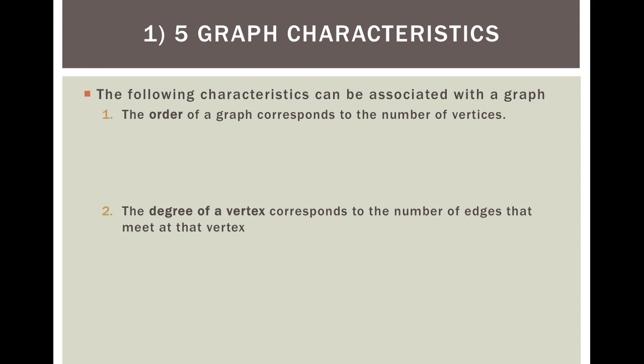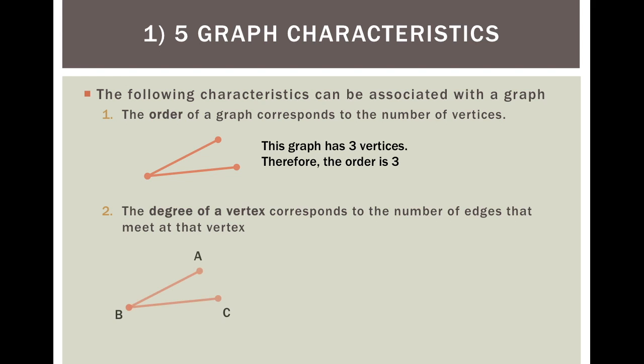So if we talk about the first one, the order of the graph corresponds to the number of vertices. Here's a graph. It has 3 vertices. Therefore, the order of this graph is 3. The degree of a vertex corresponds to the number of edges that meet at that vertex.